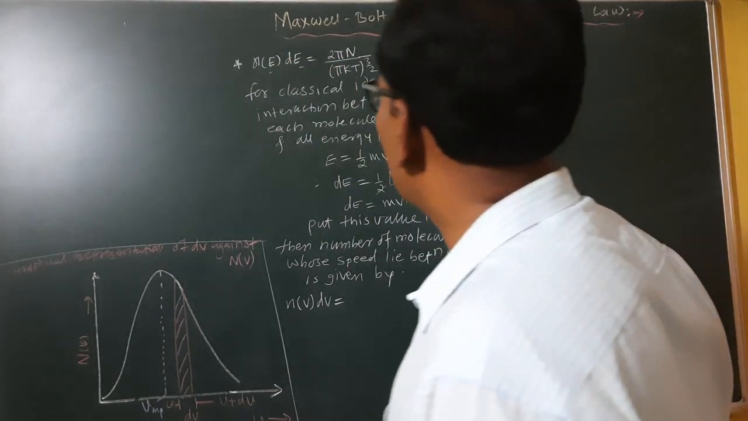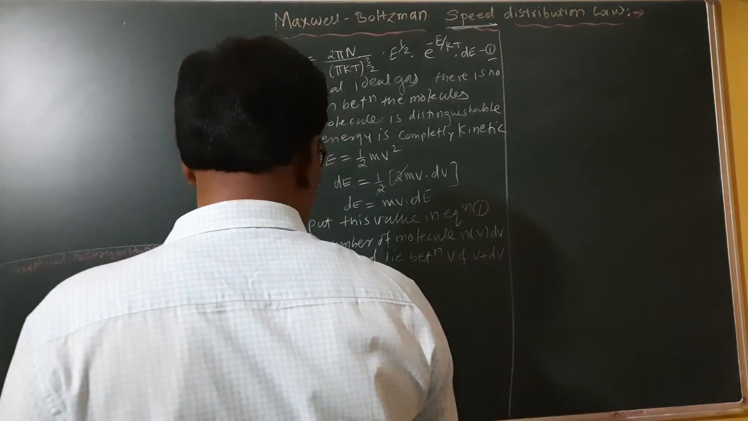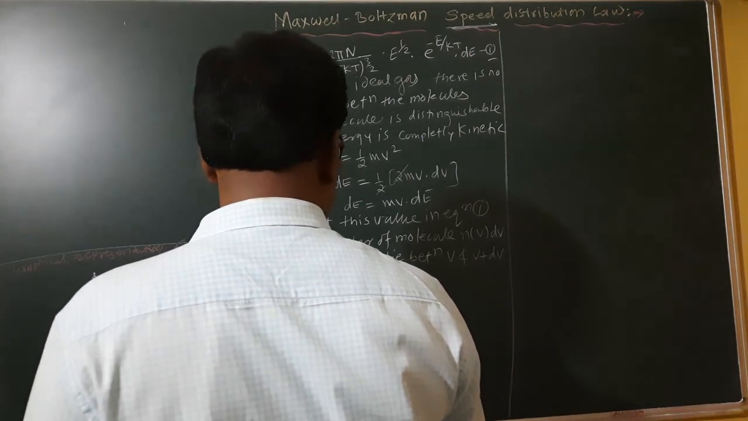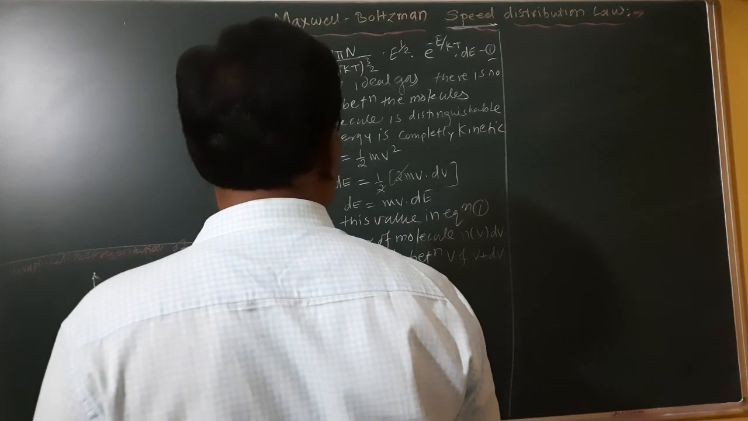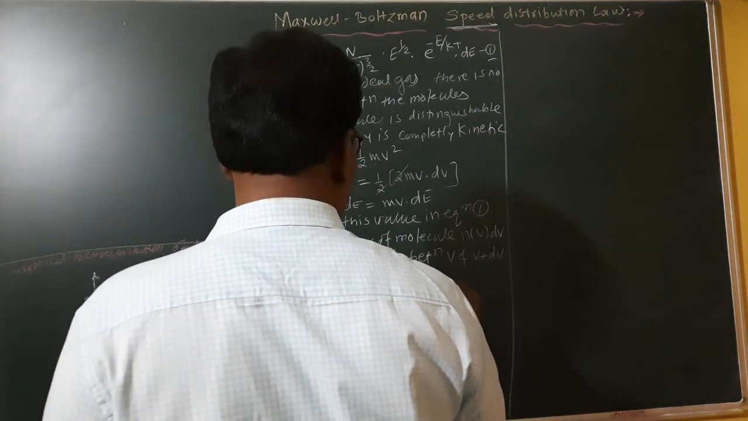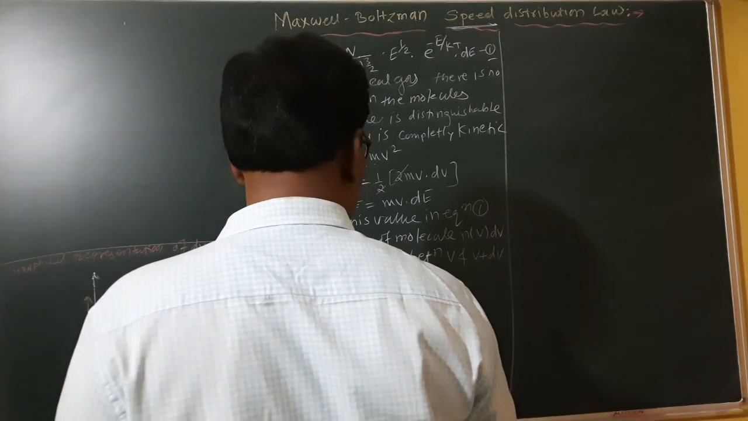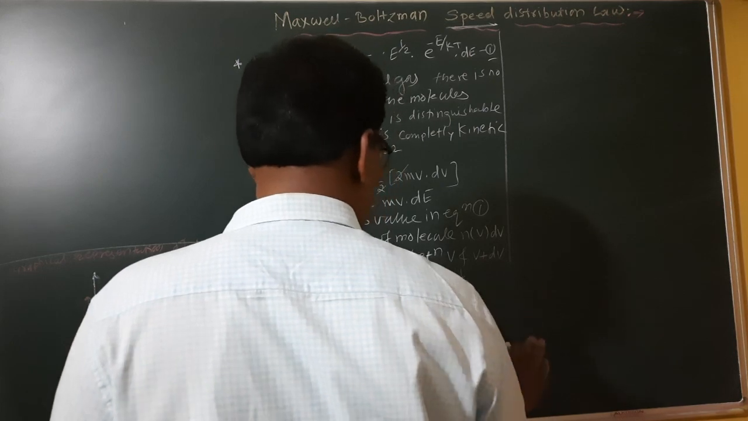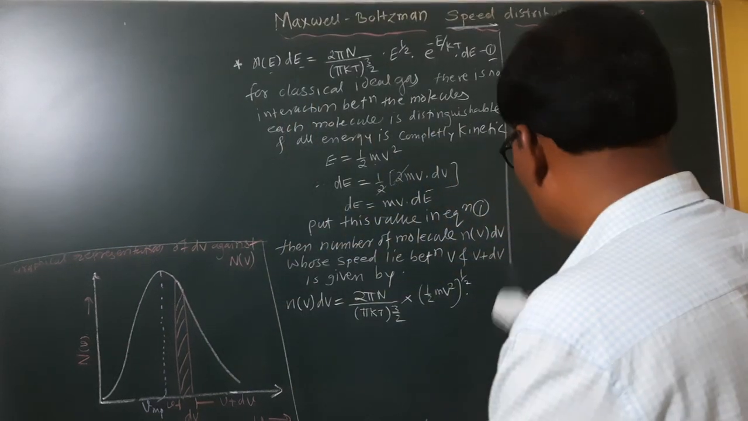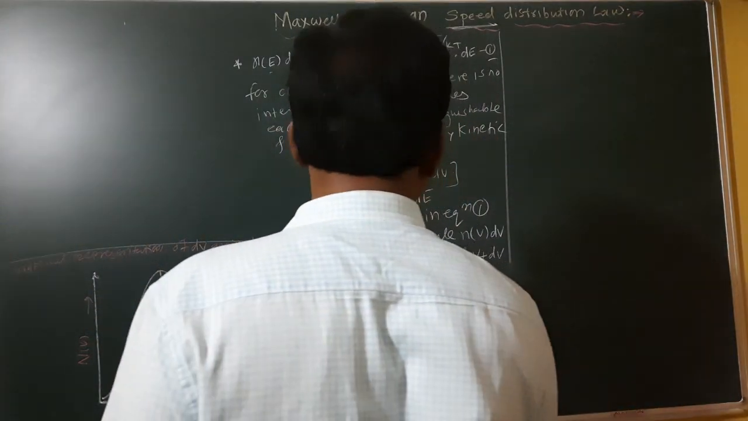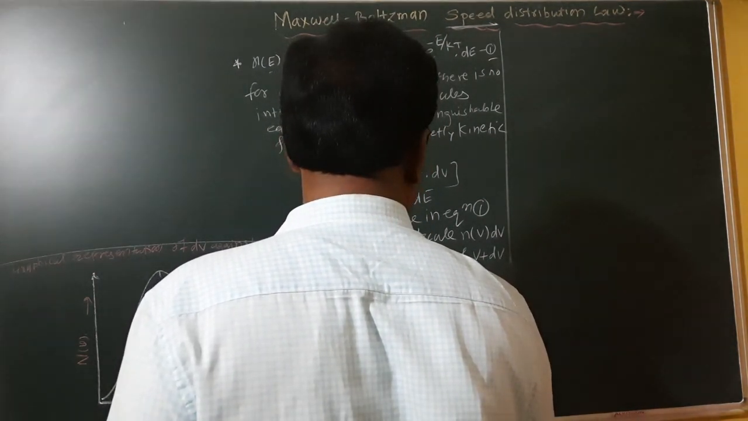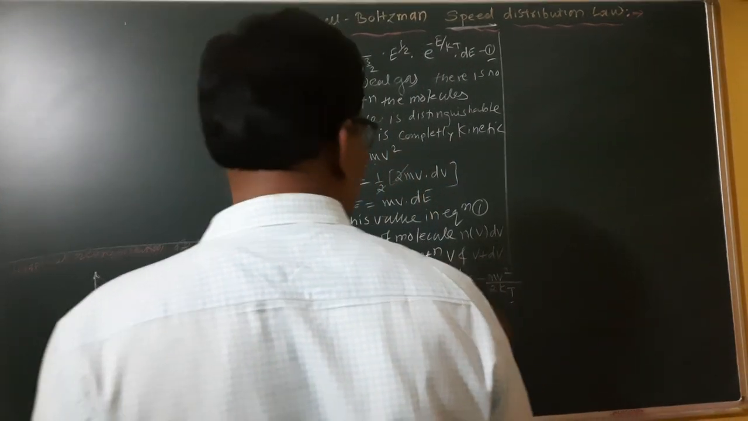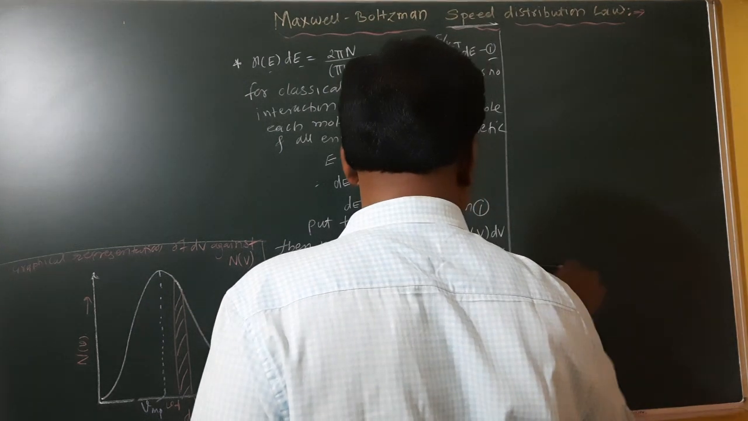Now we consider the speed distribution. Again we write 2πn divided by (πkT)^(3/2), into E, which is ½mv², raised to 1/2, into e raised to minus mv²/2kT, into dE, which is mv dv.